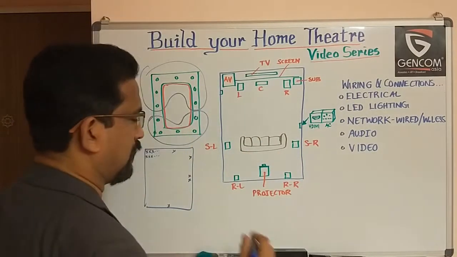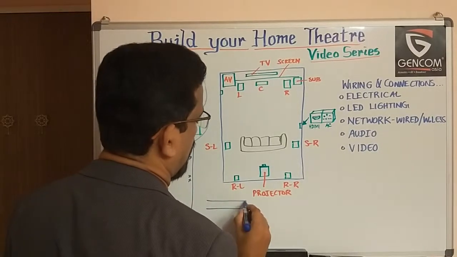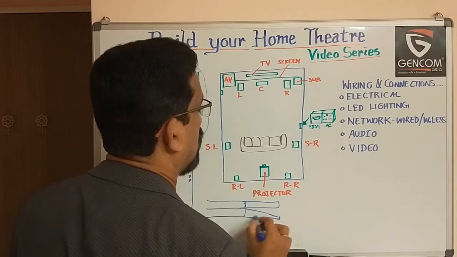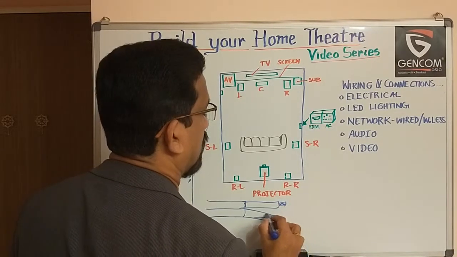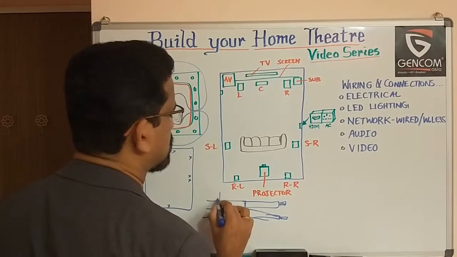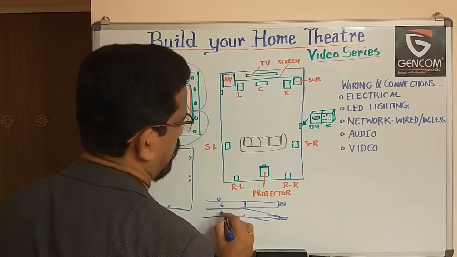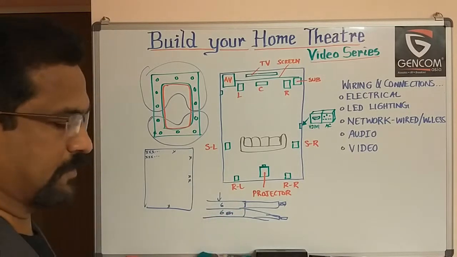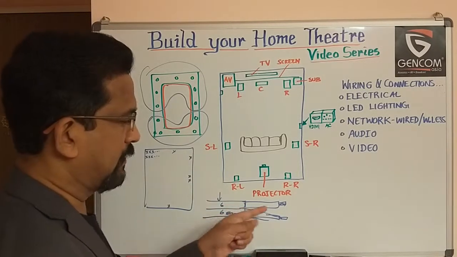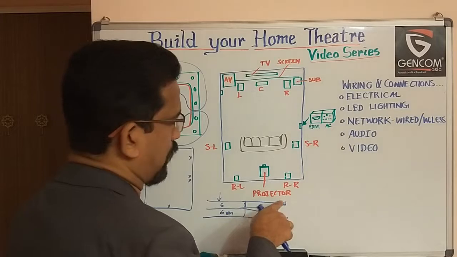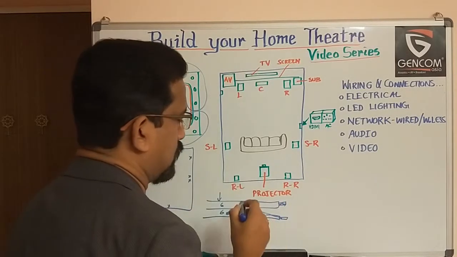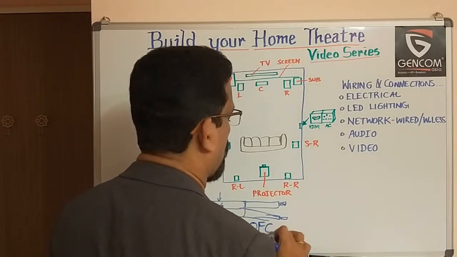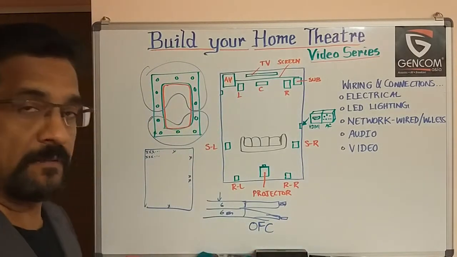For speaker cable, normally in the market you get something like an oxygen-free copper cable. It is something like 6 millimeter dia. Each of these cables comes as 2 in 1 together, so each one is required for each of the speakers. We call it OFC, oxygen-free copper. OFC cables are available in the market.